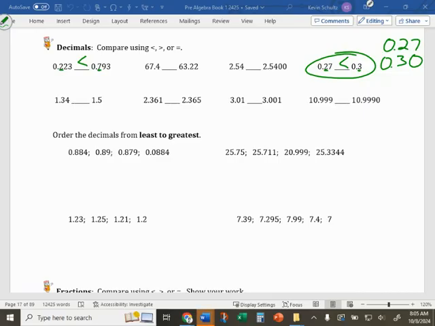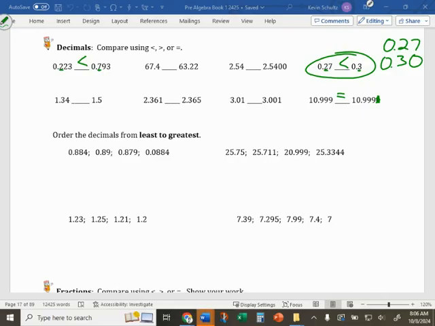Anyone see any decimals here that are equal in value? Where you'd use that equal sign, Callie? 10.999 and 10.9990. Yeah, a 0 at the end of a decimal really means nothing. Okay? It's as if it isn't even there. It can help us compare when we stack them, like in the previous example, but it really doesn't have any value. So this would be an example of two decimals that are equal.